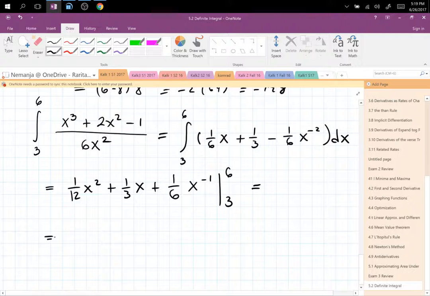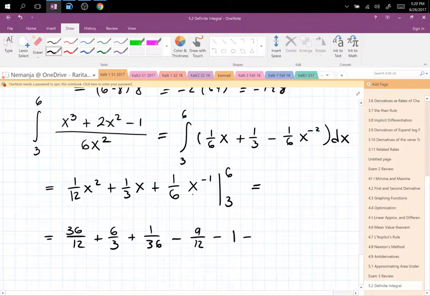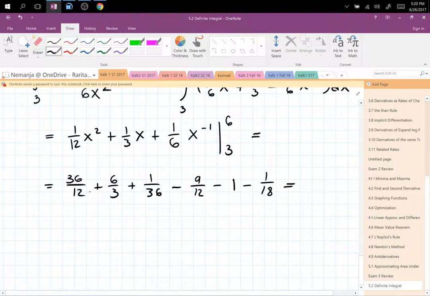Plug in 6, we get 36 divided by 12 plus 6 over 3 plus 1 over 36 minus 9 over 12 minus 3 over 3, which is 1, and minus 6 times 3 is 18, 1 over 18. That's 3, that's 2, plus 1 over 36 stays, minus 9 over 12, that cancels by 3, we get 3/4. Minus 1 over 18.